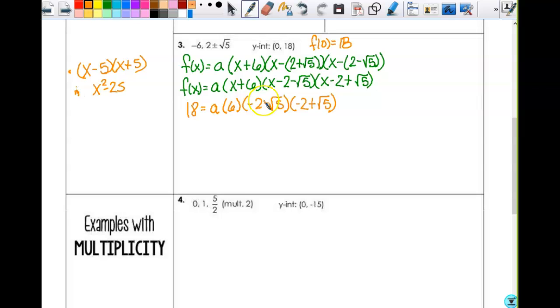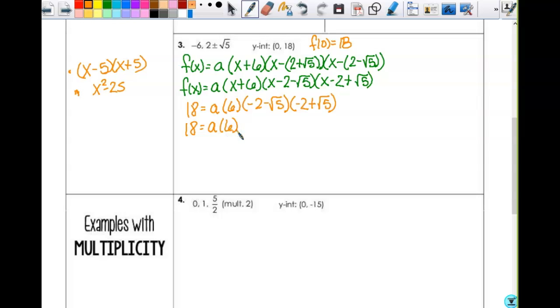So then here, if you look at this, I have a minus b and a plus b. So that is a difference of squares. So I can treat it like that. I don't have to do anything crazy there. So that means I'm going to still have 18 equals a times 6.